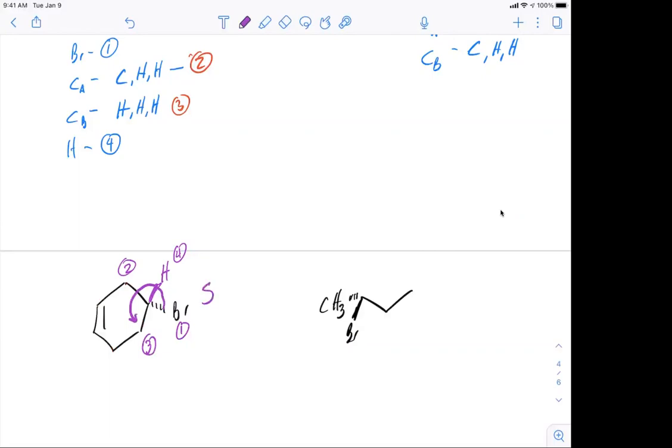But where is my lowest priority? My lowest priority is coming at me, and I'm always supposed to have the lowest priority away from me. So that means this is not S, it's R.